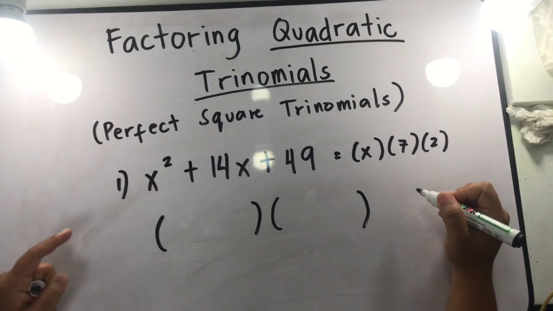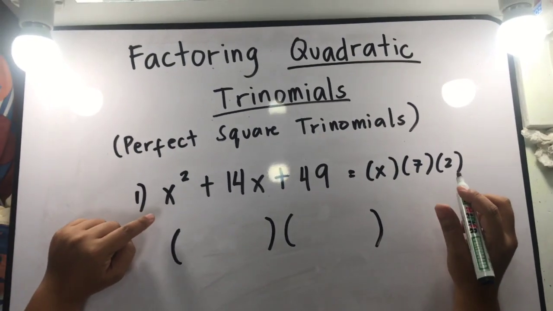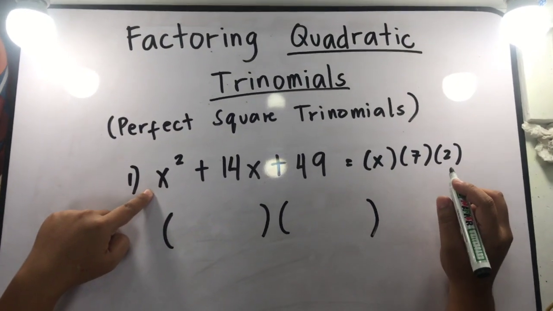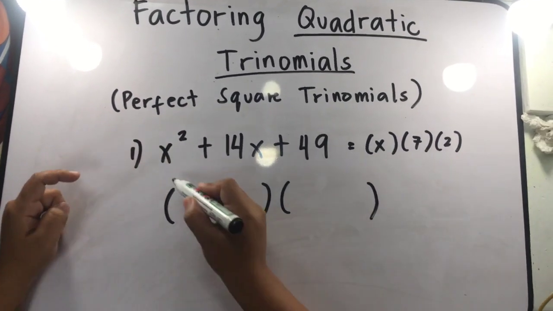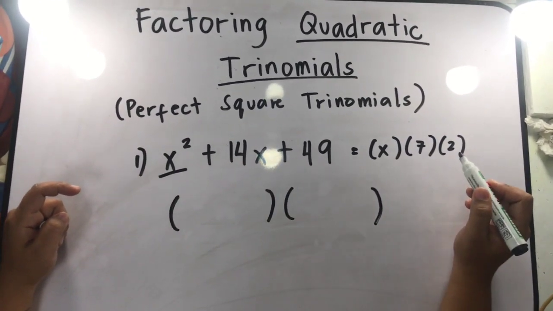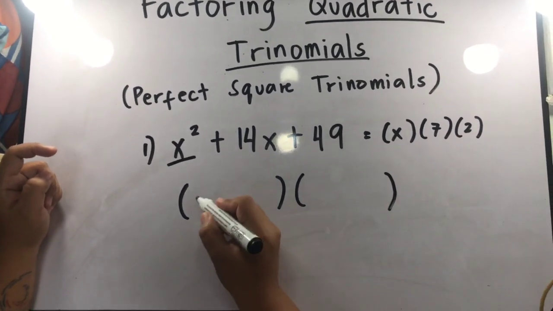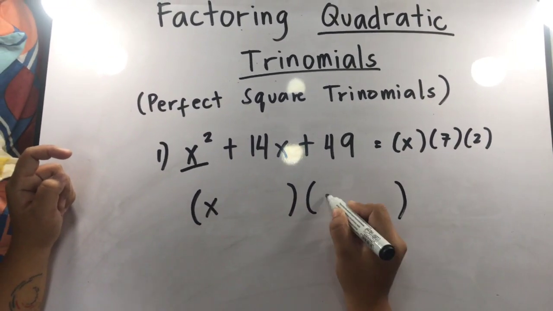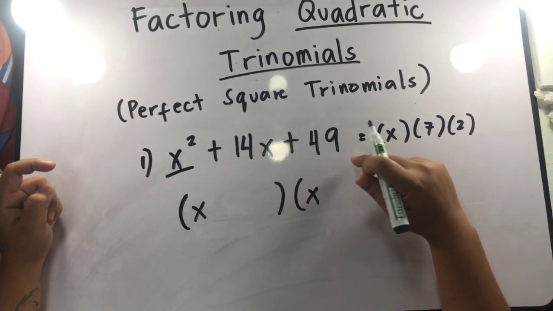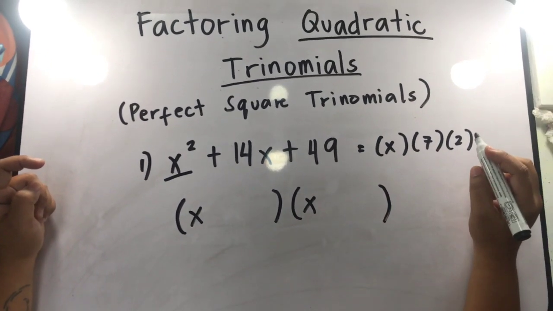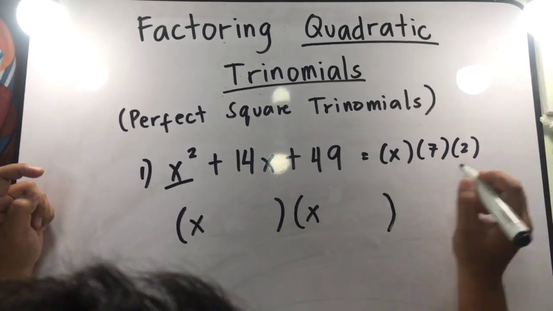So simply, first, get the square root of the first term. What is the square root of x squared? Divide the exponent by 2. So that is x. Then what is the square root of 49? It is 7.